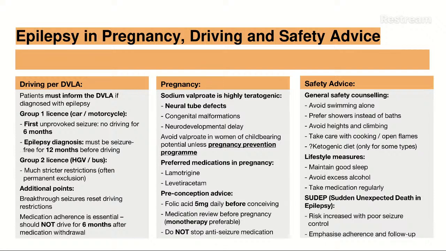The reason for all this is that to have epilepsy, you must have a predisposition to having seizures. And so that's why it's a bit longer, because you're more likely to have seizures than if you've just had a one-off. If you have a Group 2 license, the restrictions are between 5 and 10 years. They're much stricter than Group 1 because obviously a truck or a bus is going to do more damage than a car or a motorcycle.